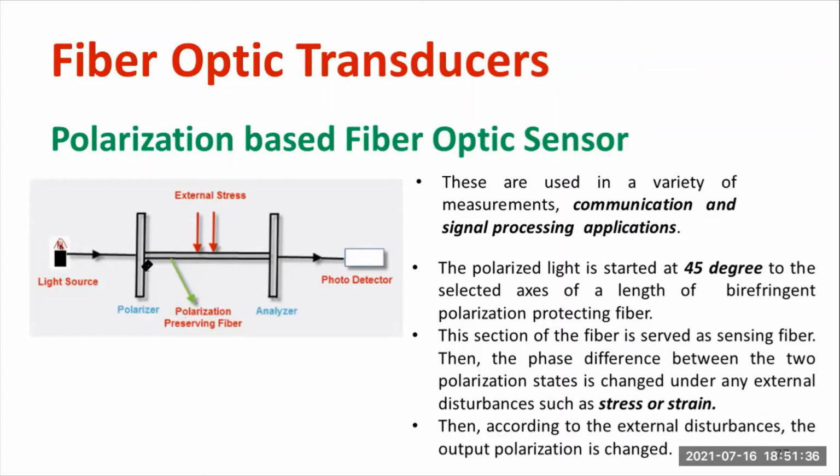Here there is a light source, then we use a polarizer at the sending end, and at the receiving end we use the analyzer. Here you are going to detect the changes in the light, at what angle it is going to deflect. Maybe 45 degrees, I have mentioned over there. Now, with respect to any type of disturbances, that polarization angle will be varied, and that you are going to measure. Such a transducer is generally known as a polarization based fiber optic transducer.